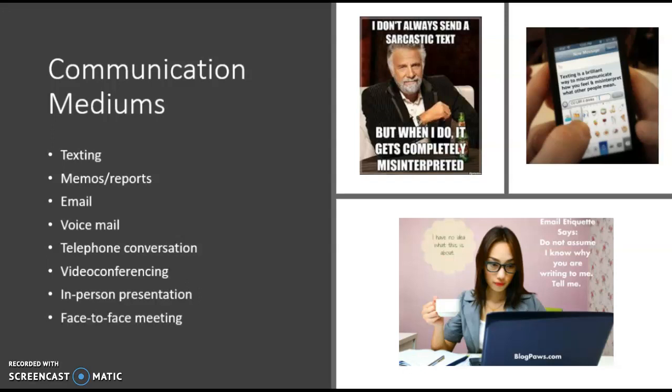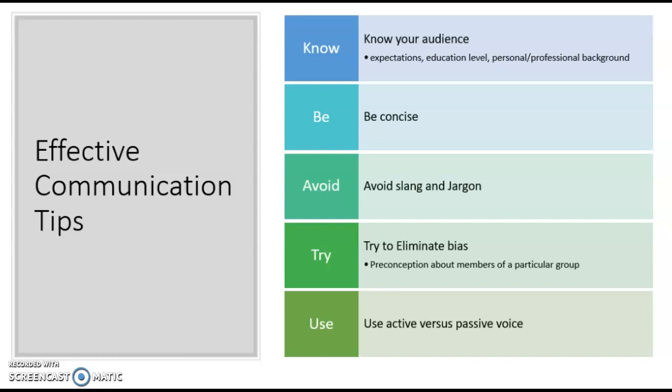For example, when you send an email, as you can see down here, don't assume that people know who you are and why you're writing. Tell them. So make sure that you choose a good medium for what you're trying to say and that you communicate it effectively. So in order to be an effective communicator, here's some tips.